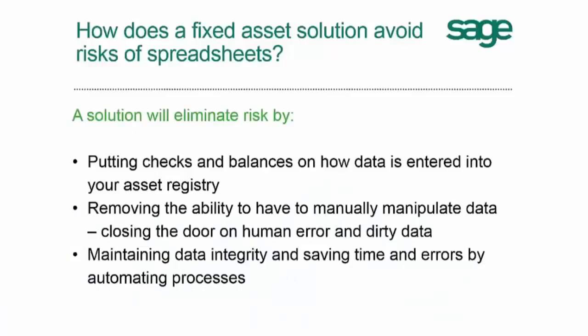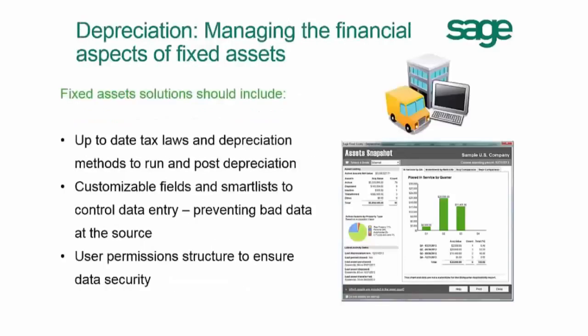First and foremost, by putting checks and balances on data entry. Anytime manual processes are used to manipulate data, you run the risk of letting bad data into your asset registry due to human error. Most fixed asset software solutions will enable you to control the human factor by putting checks and balances on data entry and manipulation, maintaining data integrity, and saving time by automating processes. So let's talk about some specific benefits Sage Fixed Assets can provide.